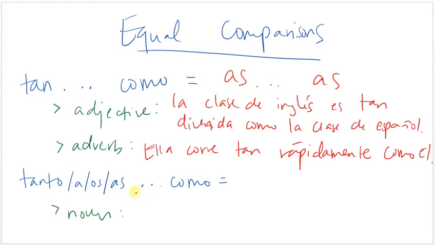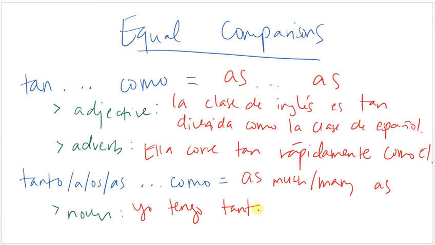Now, if you're comparing something like nouns, you're going to have to use some form of tanto, tanta, tantos, or tantas, and then your noun, como. This is going to mean as much or as many as. So, for example, if I want to say, yo tengo tantas manzanas como naranjas. I have as many apples as oranges. Since I'm comparing a noun, I have to use tantas here. It has to match in number and gender because this is being used as an adjective. So tantas has to match manzanas. So it has to be plural and feminine. I have as many apples as oranges.